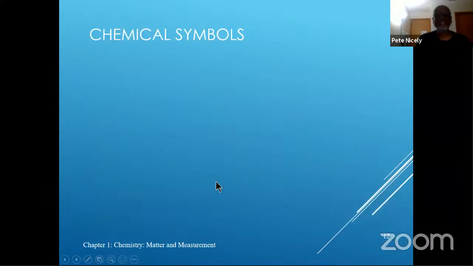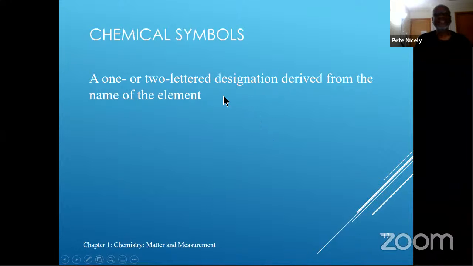Okay, continuing our discussion. Again, this is something you would have met before, so I'm just going to go through this rather quickly. Chemical symbols. We all know what these represent. They basically represent elements and, when combined, compounds.